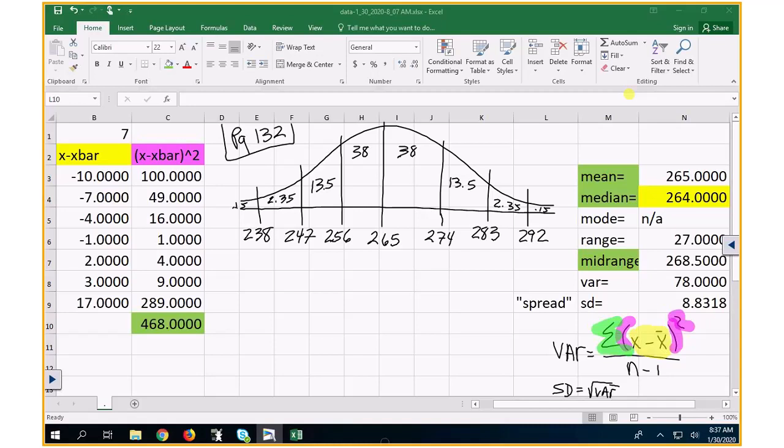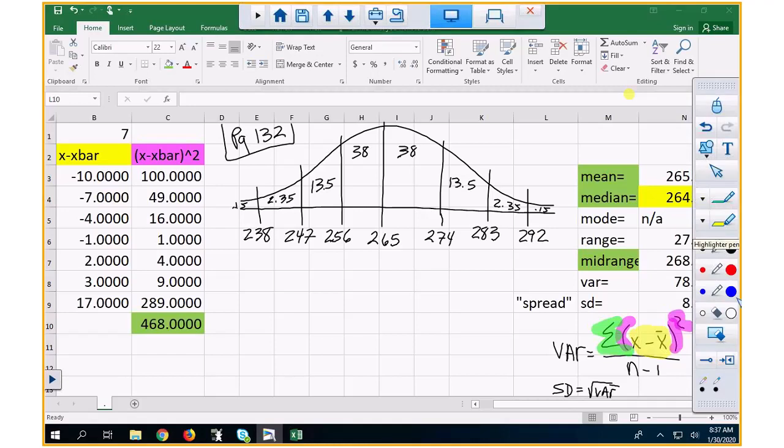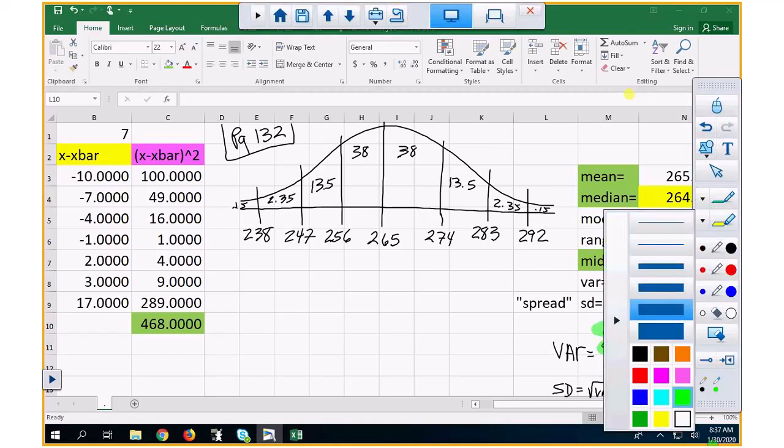Now let's talk about the standard deviations. From the negative second standard deviation to the positive second standard deviation.